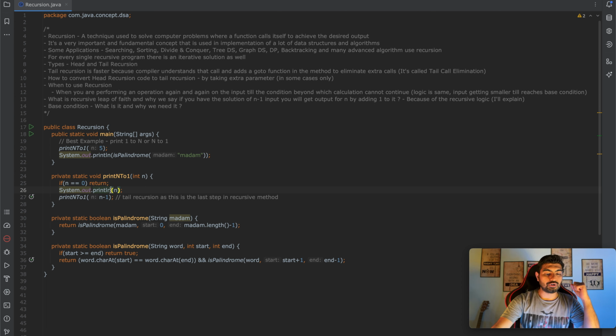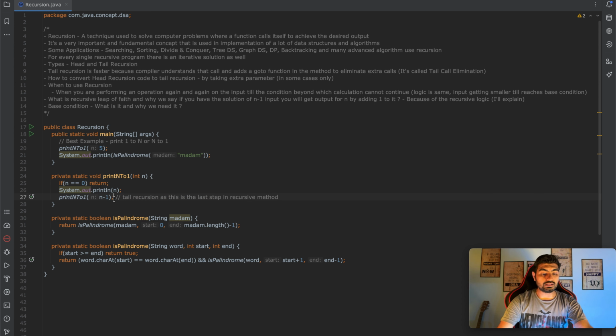So how is this program going to run? First, it is going to check your base condition, which will be false. It will print 5, then it will reduce 1, which will become 4. Again it will run, base condition will fail. It will print 4. It will keep on printing 3, 2, 1, and when it comes to 0, that is where you want to terminate your recursive call. So when n becomes 0, you terminate it with your base condition. And you can also consider this as an example of tail recursion. I have written tail recursion as this is the last step in the recursive method.